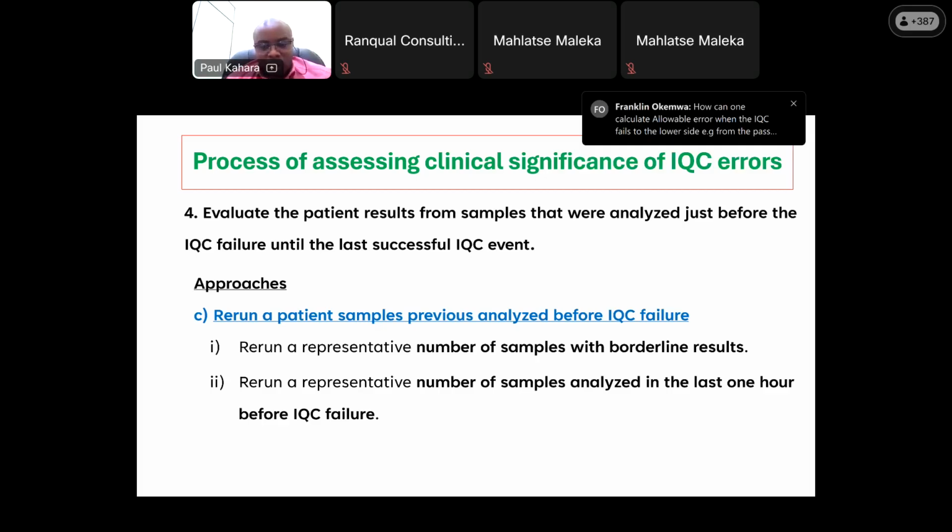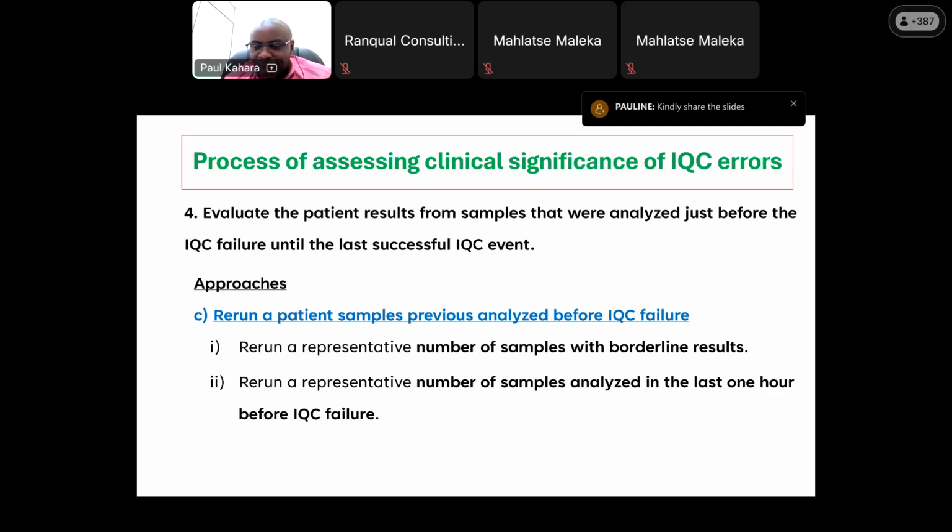For example, you ran a blood sugar last night, probably at 1 a.m., and you are getting 9 millimoles per liter for blood glucose. And you have realized today in the morning that the analyzer we are using for glucose testing has a problem with glucose. So you can go back to that particular sample, rerun it now that you have noticed the IQC failure and you have already corrected the issue. Rerun it now and see whether you'll be able to get the same result.